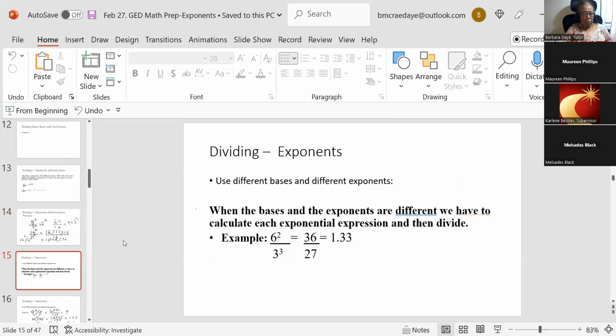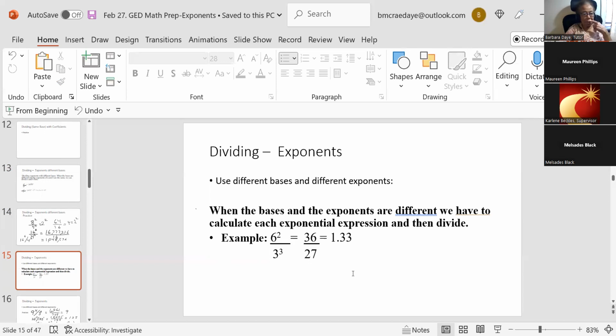And there was a different base. And now when we have different bases and different exponents, what do we do? We have to evaluate each expression and then do the same division. That's it. Got it, Mercedes? Okay, miss. I just keep studying the rules.